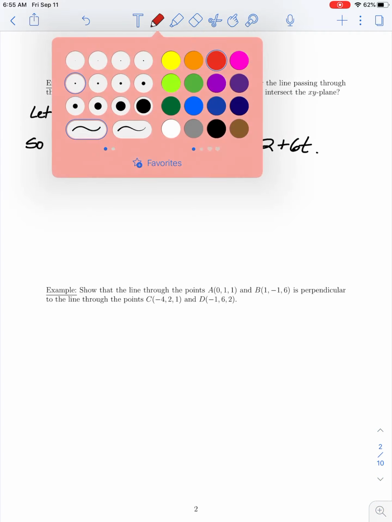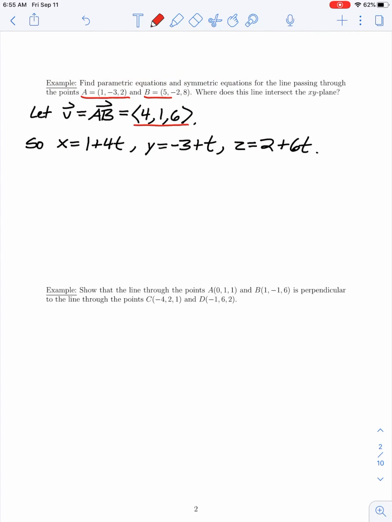Now you could also use point B as your x0, y0, z0. So another valid choice here might be 5 plus 4t, -2 plus t, and 8 plus 6t. That set of parametric equations would define the exact same line.